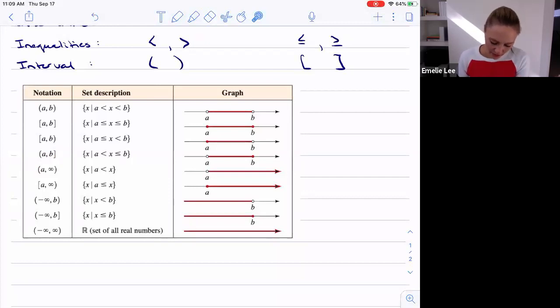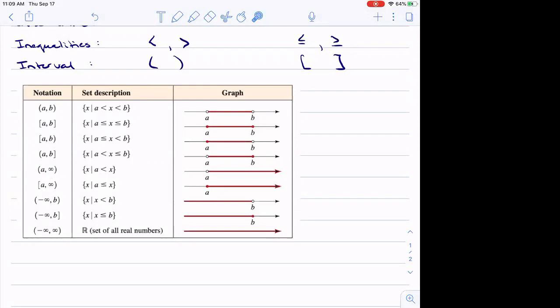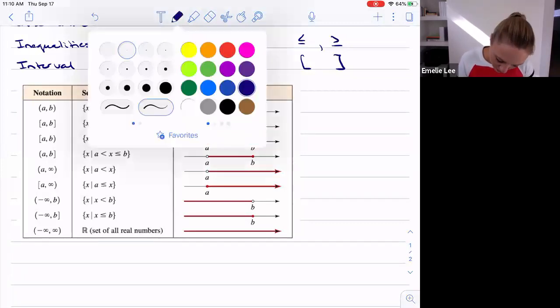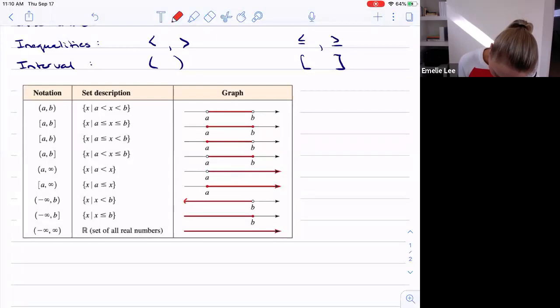One thing to notice that we didn't talk about last day was if we're dealing with infinity as an endpoint, then we have to use a round bracket. And how we indicate it is we just let the arrow keep going, and then we do a little arrow if it just keeps going. In fact, I would probably put arrows going to the left as well.